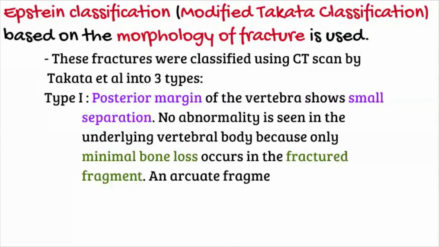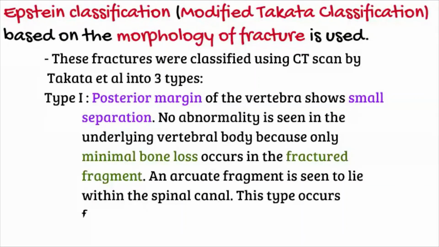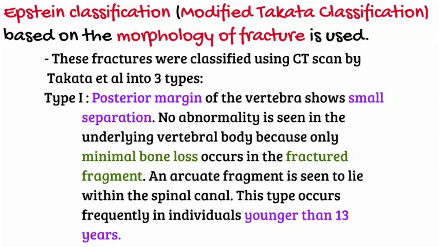Type 1: the posterior margin of the vertebra shows a small separation. No abnormality is seen in the underlying vertebral body because only minimal bone loss occurs in the fractured fragment. An osseous fragment is seen to lie within the spinal canal. This type occurs frequently in individuals younger than 13 years old.